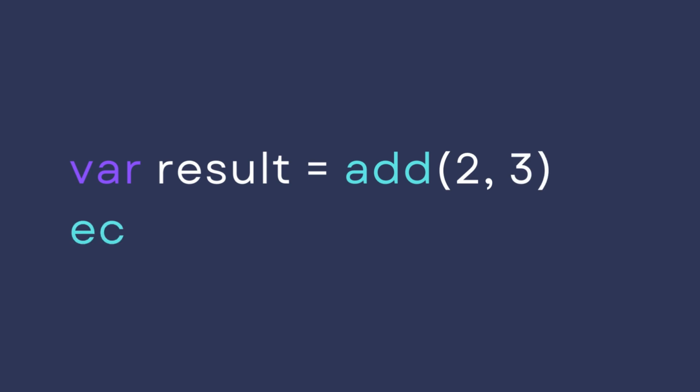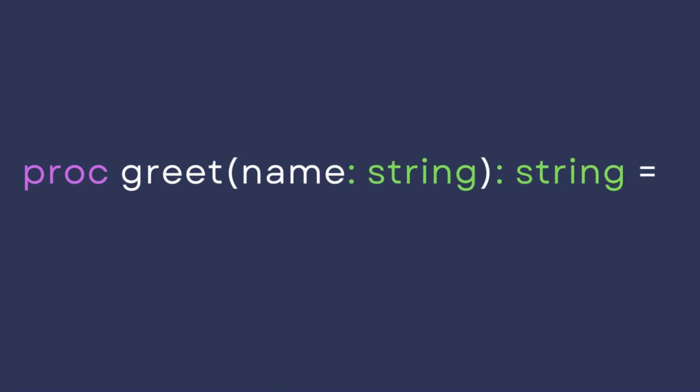To call this procedure, we would do something like this. In this example, we call the add procedure with arguments 2 and 3. The result of the procedure is assigned to the variable result, which we then print to the console using the echo statement.